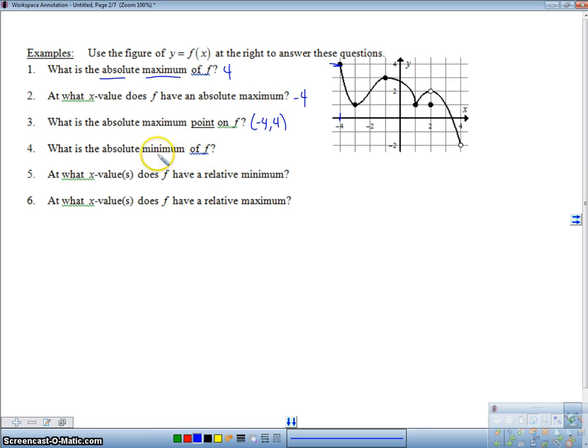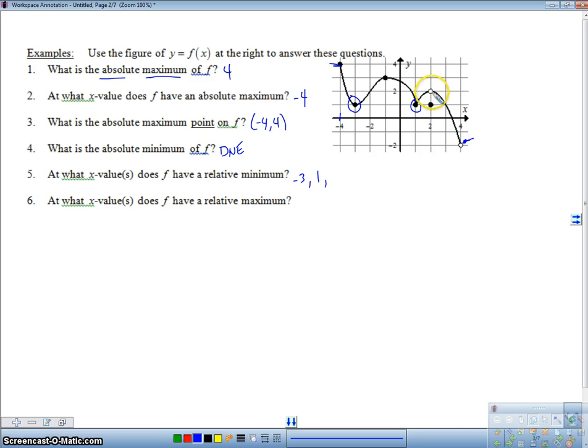What is the absolute minimum of f? Close to here would be an absolute minimum, but this is an open circle, so we really don't have an absolute minimum. So I'm going to put there is no absolute minimum. And at what values of x does f have a relative minimum? Well, the relative minima are right here, so we have negative 3 and 1. And that's it, so only at the critical numbers.